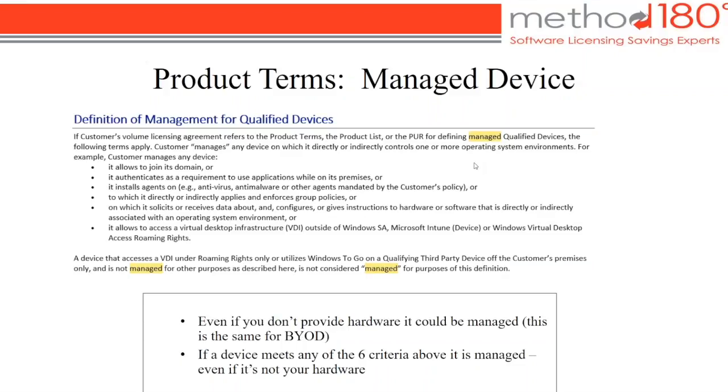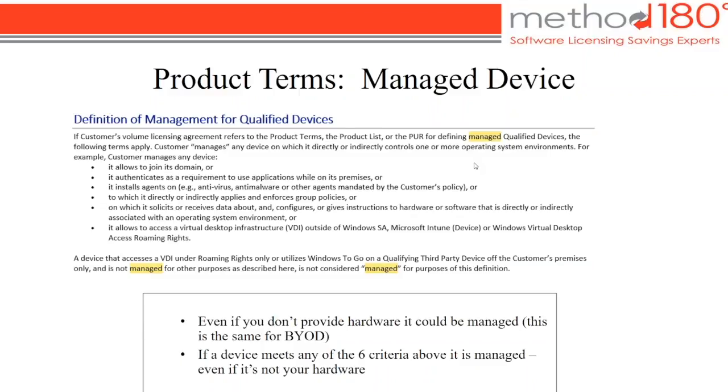This is also important when it comes to looking at BYOD, which we're not talking about on this call, but if any of you are doing BYOD, if one of your employees brings in their own PC and it's managed, then it becomes a qualified device under your enterprise agreement. You need to count those, but that's a topic for a different day.